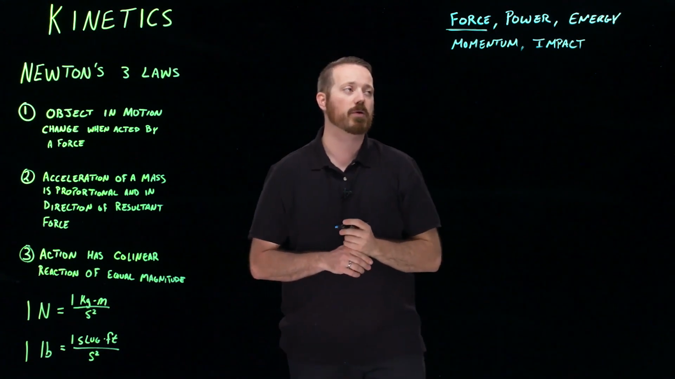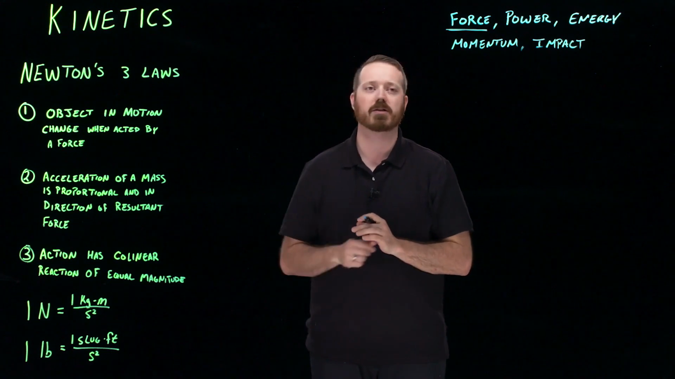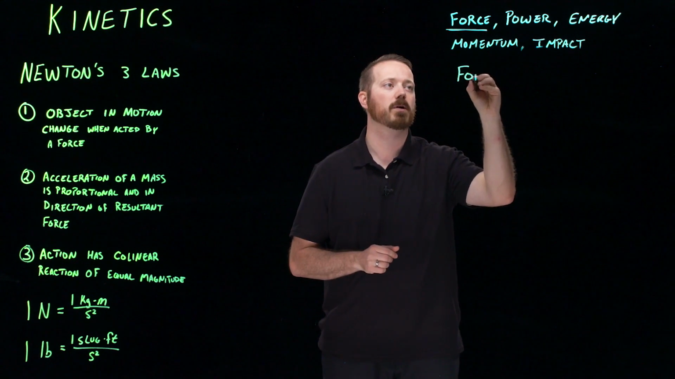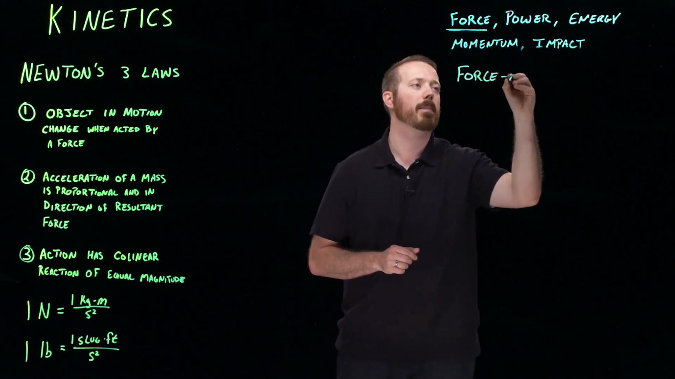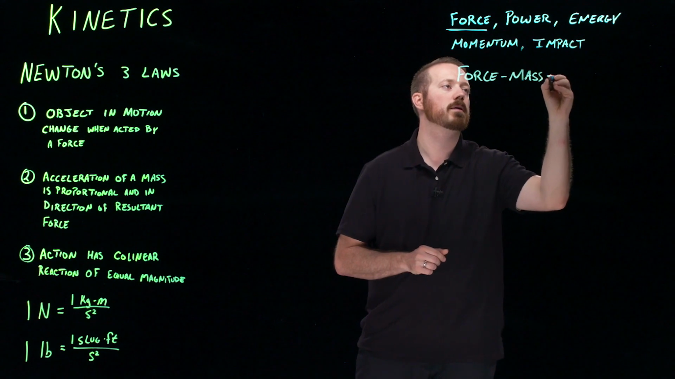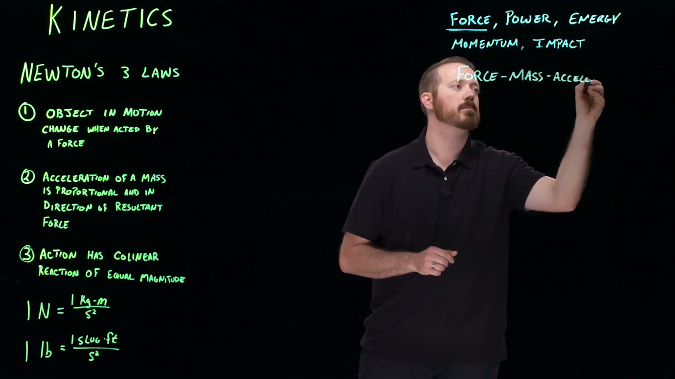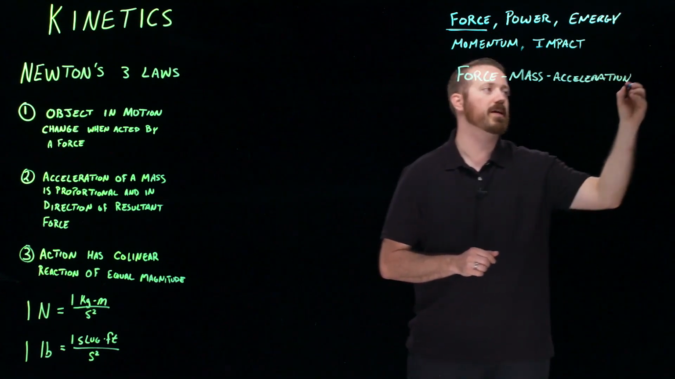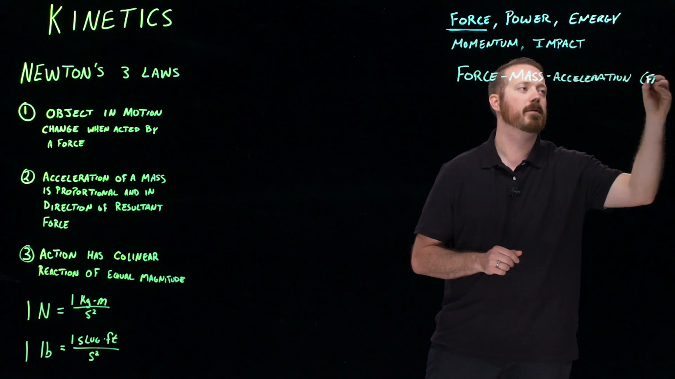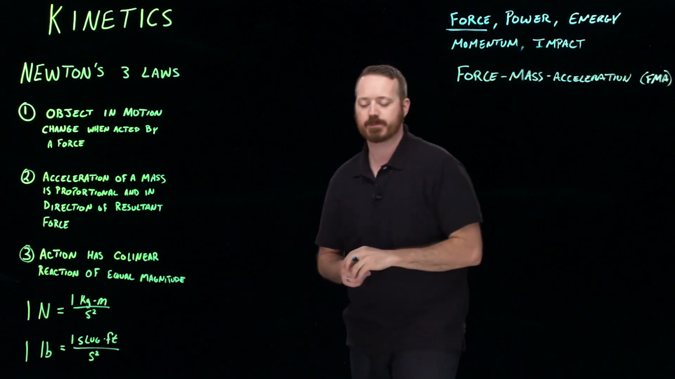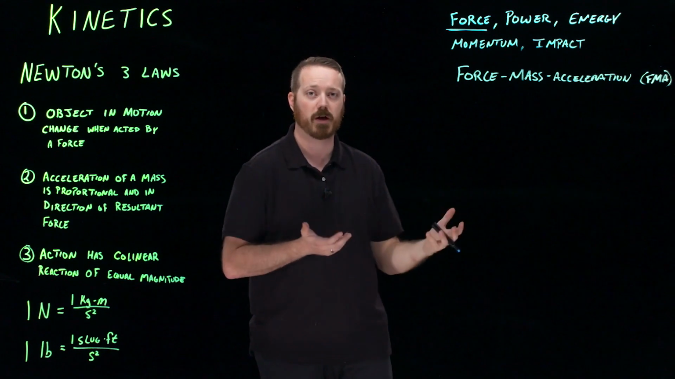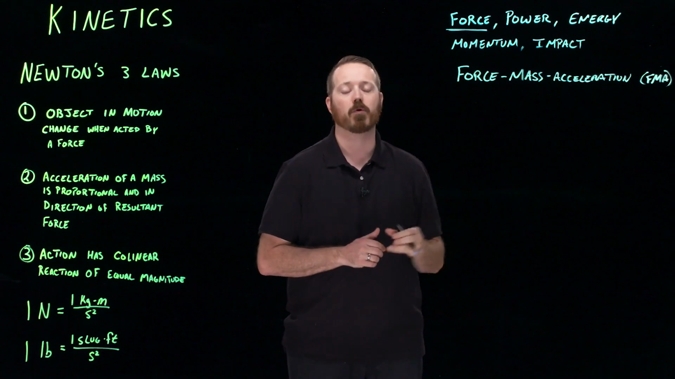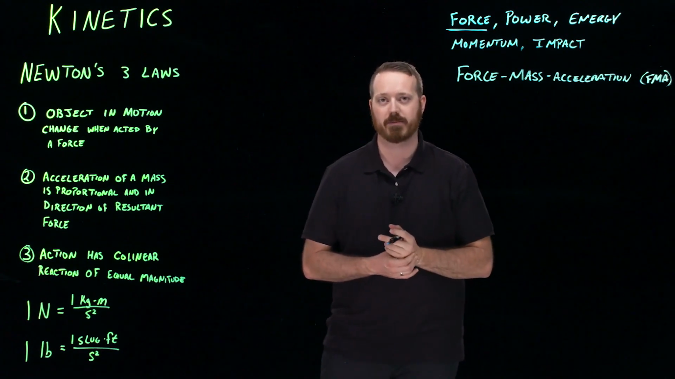The method that we're going to use, built on Newton's second and third law, is called the force, mass, acceleration method. And I'll often just abbreviate this as FMA, the force, mass, acceleration method. Force, mass, acceleration method applied to a particle, applied to a rigid body, applied to a system of particles. We're going to look at different ways we can look at the force, mass, acceleration method.